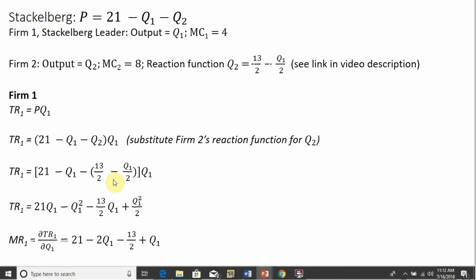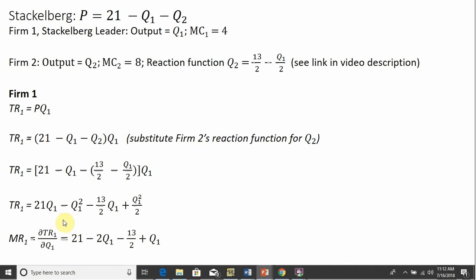The next step is to simplify a little bit here. I'm going to multiply everything through by the output of Firm 1, Q subscript 1, multiply everything in the brackets by that. Doing that leaves us with this expression. Careful with the minus signs here. We've got a minus minus, so you're going to have a positive right here.